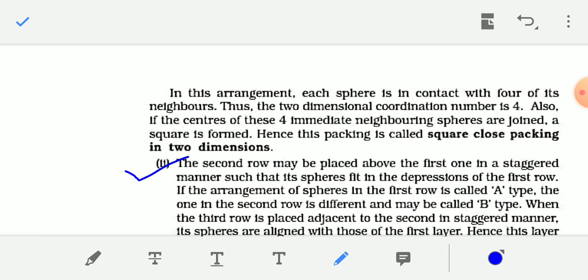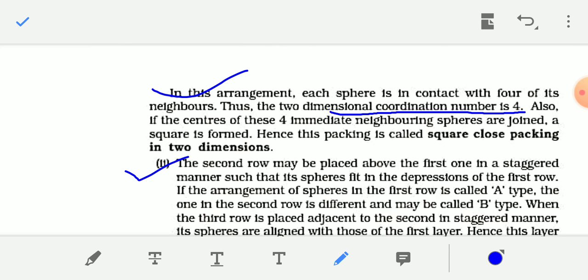See this point, and this one I have already told, that is coordination number of square close packing. In two-dimensional square close packing the coordination number is 4, because each sphere is in contact with 4 of its neighbors. Thus in two-dimensional square close packing the coordination number is 4.